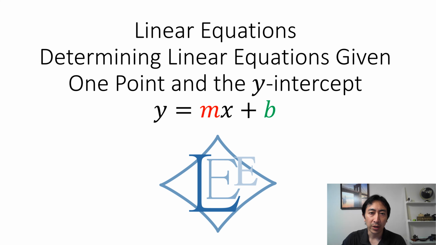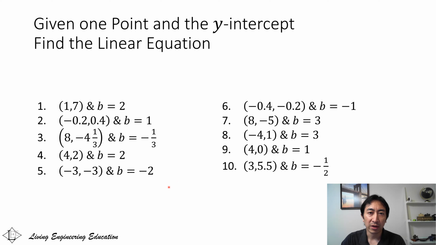In this video, we'll look at how we solve for the linear equation when we're given a point on the line and the y-intercept. Here we have 10 example problems. In each example, we have a point and the y-intercept b. I'll walk you through the first 5 example problems, and I'll give you the solution to all 10 of these at the end of the video so you can work through the last 5 on your own.